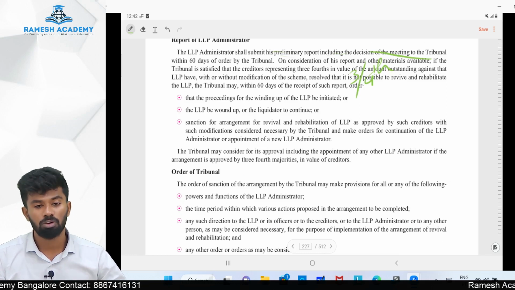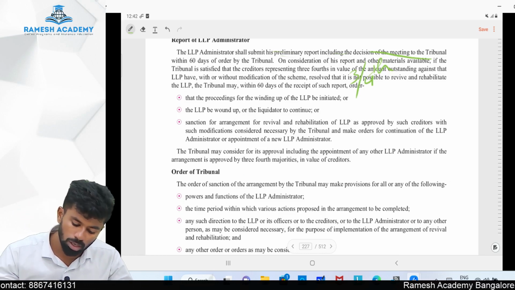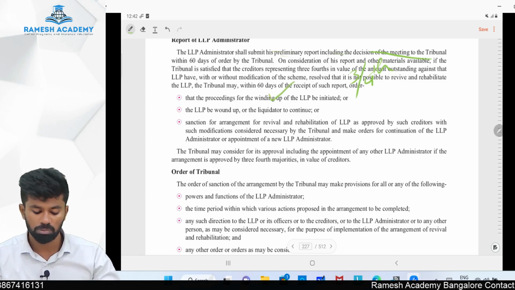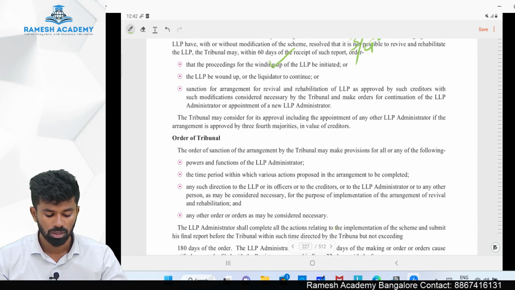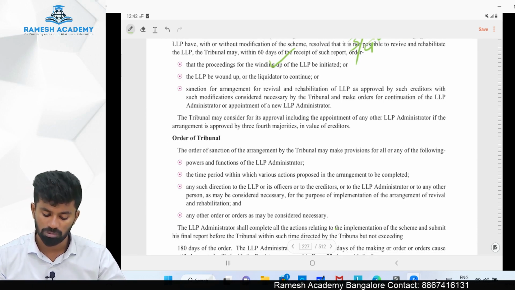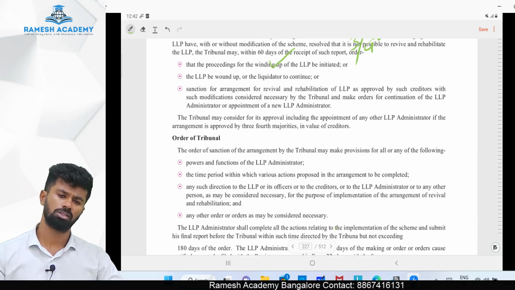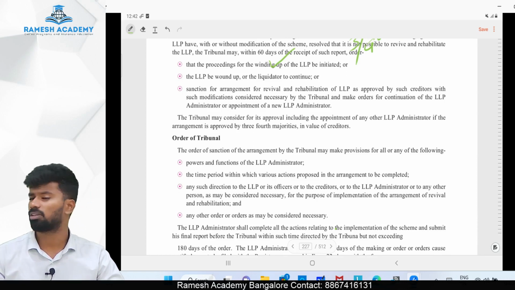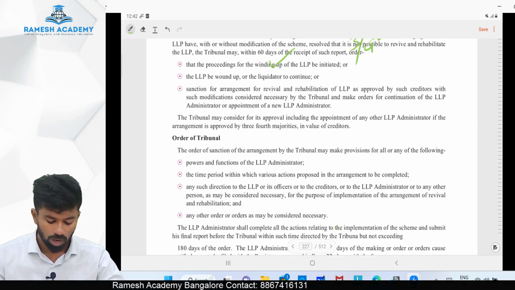If 3/4 in value does not agree for the revival scheme, then what will happen? Proceedings for winding up of the LLP may be initiated, the LLP may be wound up or liquidated, or it may continue with sanction of arrangement for revival and rehabilitation of the LLP. So these are the orders the NCLT can pass if 3/4 in value of the creditors does not agree for revival of the LLP. Order of tribunal.